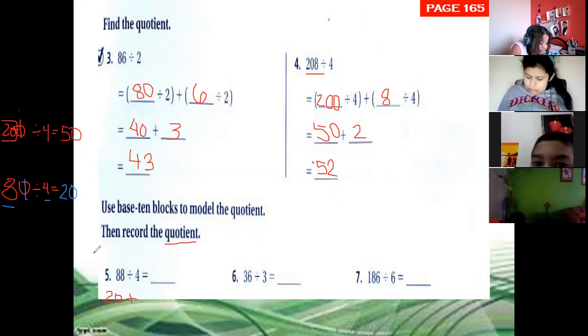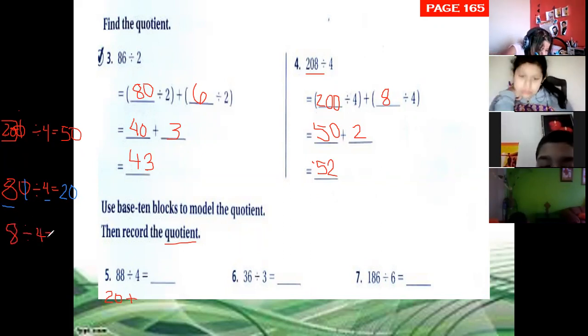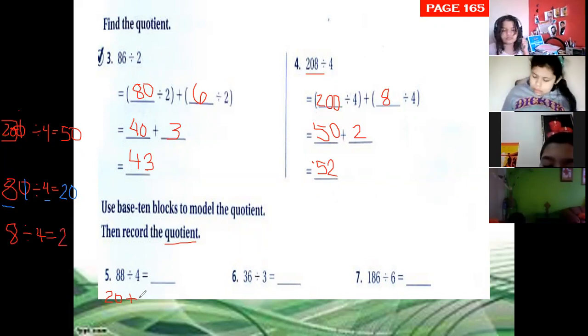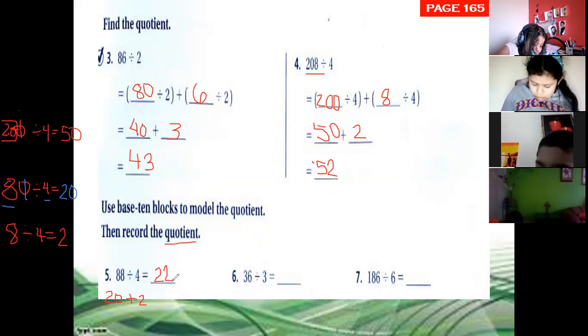Because I just divided 80, I missed dividing the number 8. 80 plus 8, 88. 8 divided by 4 equals 2 again. So 20 plus 2? 22. That's the quotient.